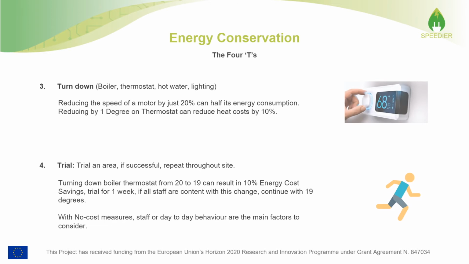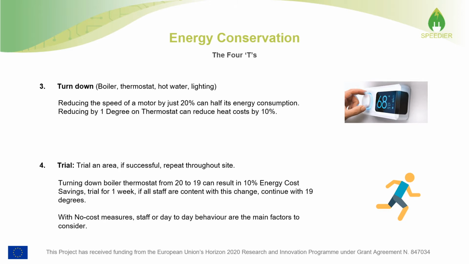The next T is turn down. So boiler, thermostat, or hot water, lighting, things like this. So you've turned down the amount of hot water that's coming out of your boiler. Turn down the thermostat for your heating ventilation system, or even turn up the thermostat in a cooling system. Hot water, turn down the set point on the hot water tank to around 60 degrees.